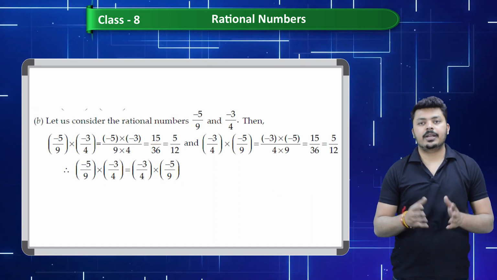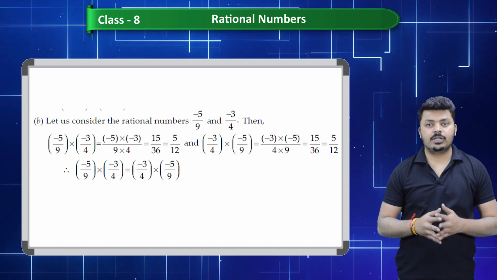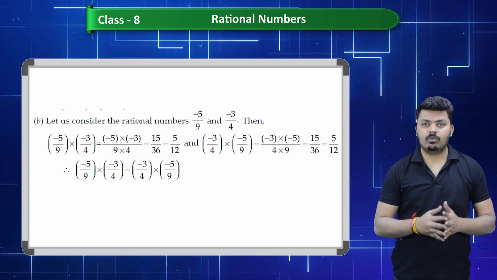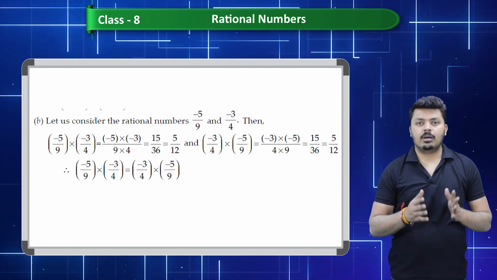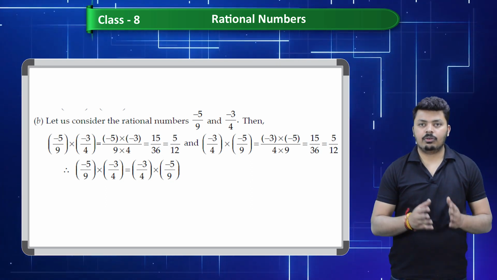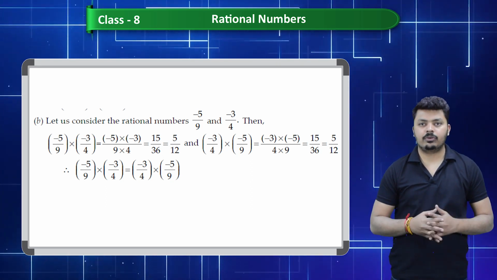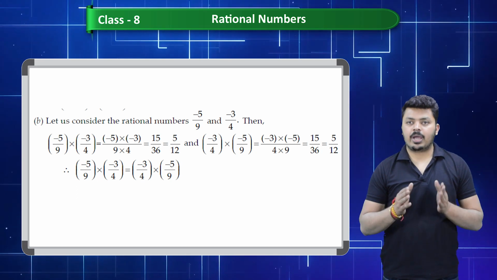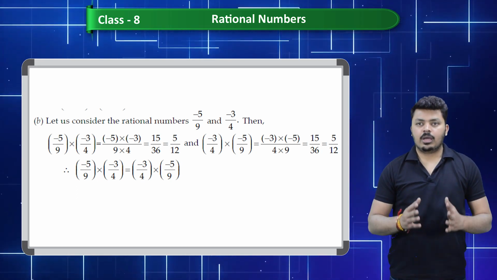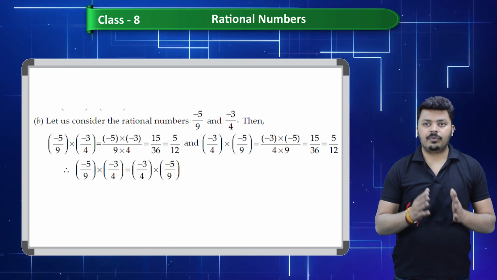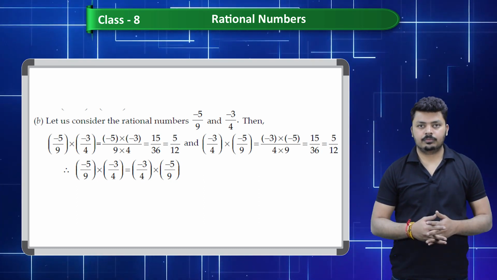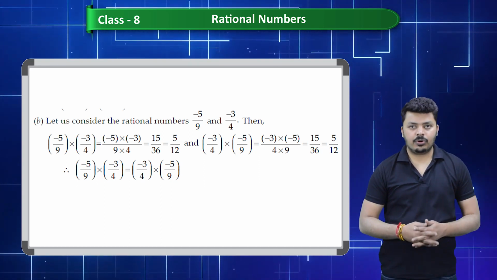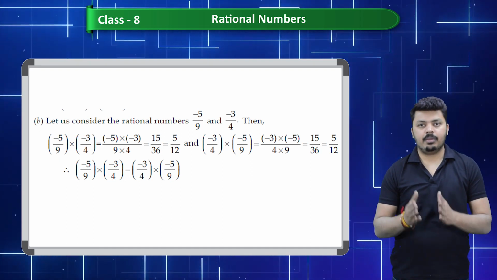B. Let us consider the rational numbers minus 5 by 9 and minus 3 by 4. Then minus 5 by 9 multiplied by minus 3 by 4 is equal to minus 5 multiplied by minus 3 upon 9 multiplied by 4 equals 15 by 36 equals 5 by 12, and minus 3 by 4 multiplied by minus 5 by 9 is equal to minus 3 multiplied by minus 5 upon 4 multiplied by 9 equals 15 by 36 equals 5 by 12. Therefore, minus 5 by 9 multiplied by minus 3 by 4 equals minus 3 by 4 multiplied by minus 5 by 9.